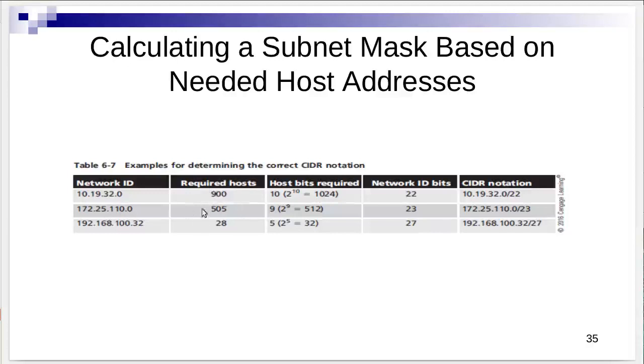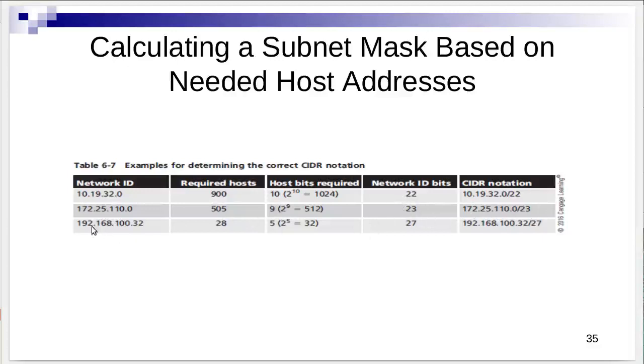Similarly, if you have an IP address range like 172.25.110.0, and you need to have 505 hosts, the nearest power of 2 is 512 with 9 bits. But remember, 2 of those you cannot use, so you end up with 510, which is good enough. 510 is bigger than 505, so you can use 9 bits and accommodate the required number of hosts. Using 9 bits for the host ID part leaves you with 23 bits for the network ID part. So in CIDR notation, you would write this as 172.25.110.0/23 for 23 network ID bits.